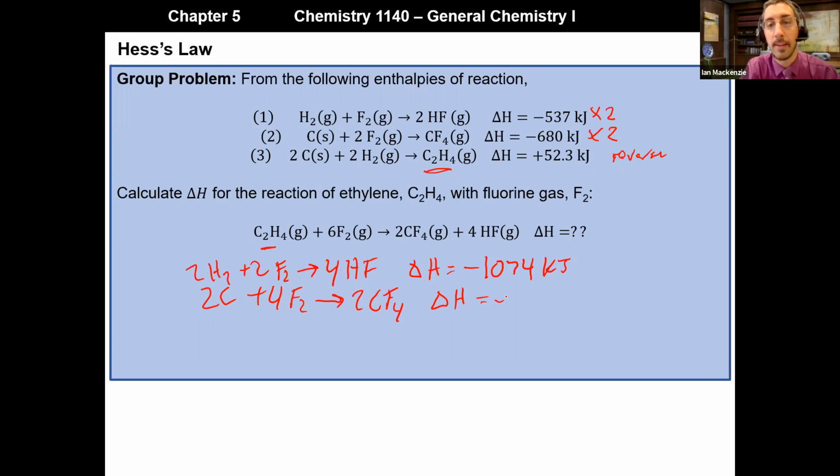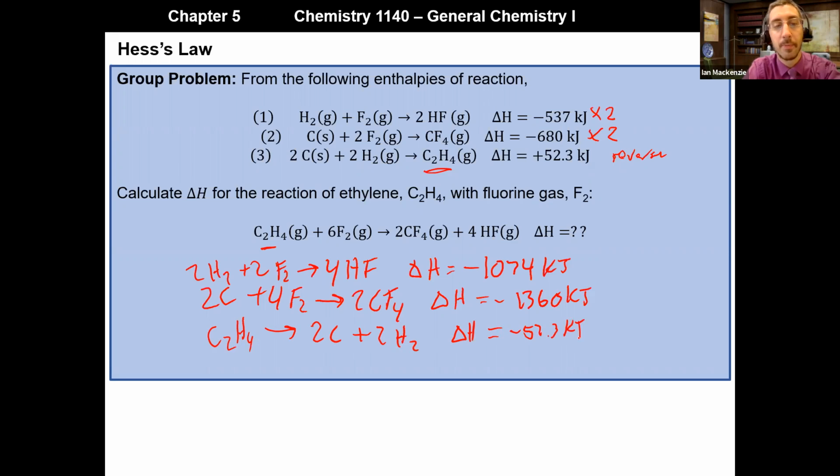1,360 kilojoules. And then I will have equation 3 written in reverse. So C2H4 going to 2C plus 2H2. And delta H for this is now negative 52.3 kilojoules.